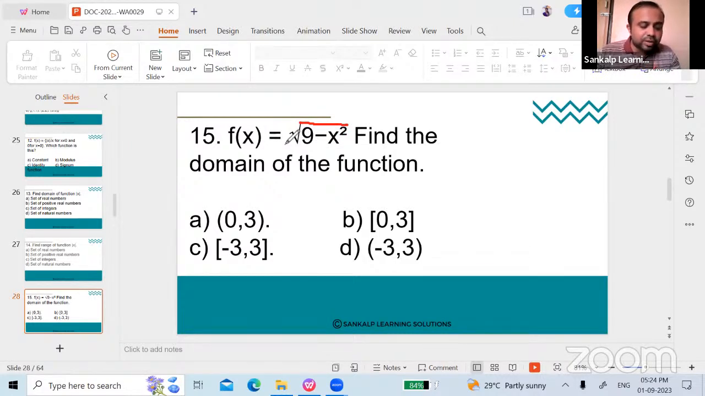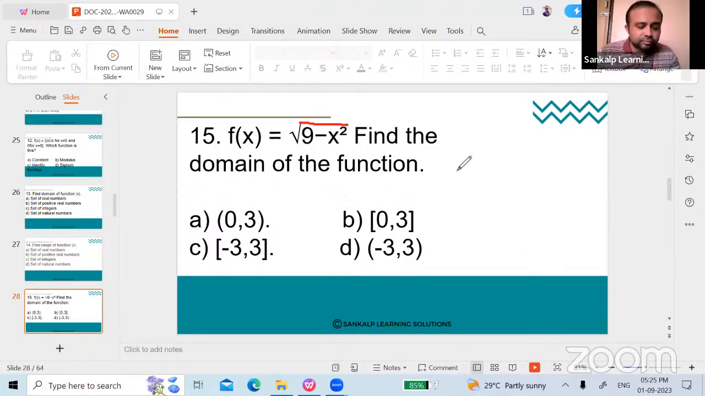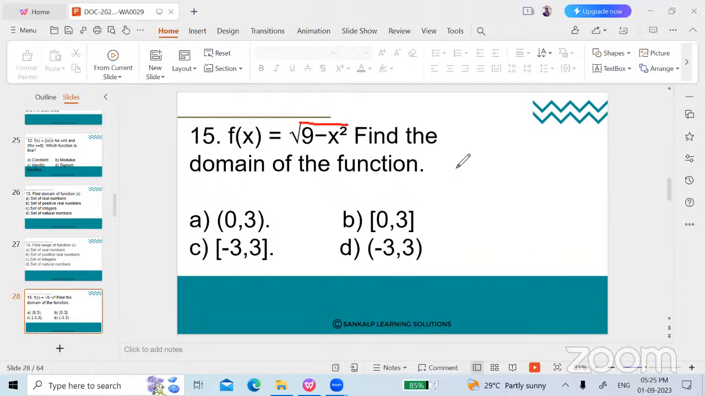Find the domain of the function. So how to find? Which of these is the domain of the function? Who will give the answer? Hello? Am I audible, please? Yes, sir. Okay. How to find the domain of the function? It's C, sir. Answer C.